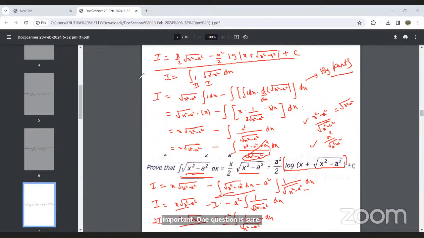Practice two or three times. Then you can clearly, means confidently, solve it in the exam hall. Okay, so there will be no confusion.